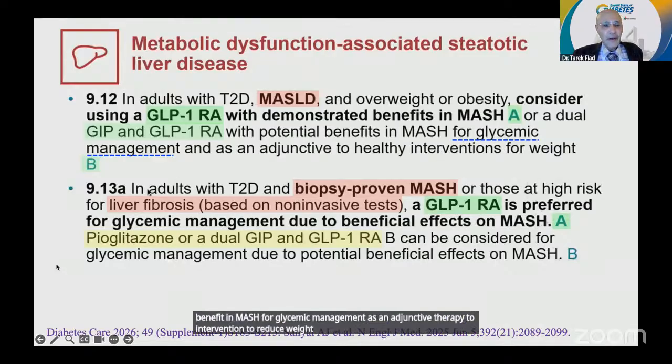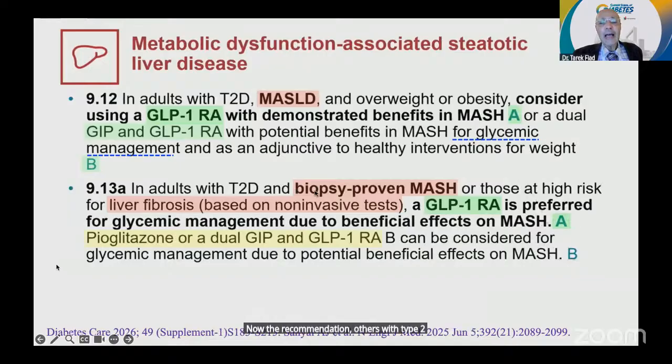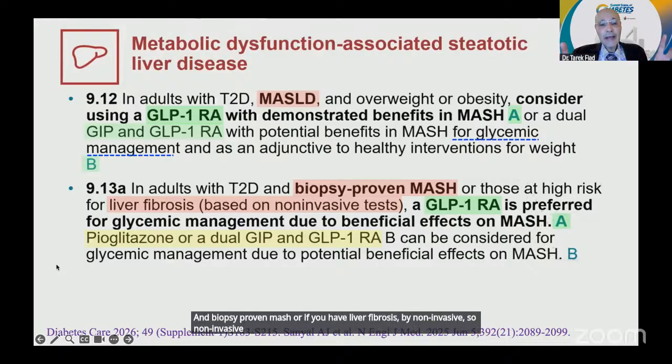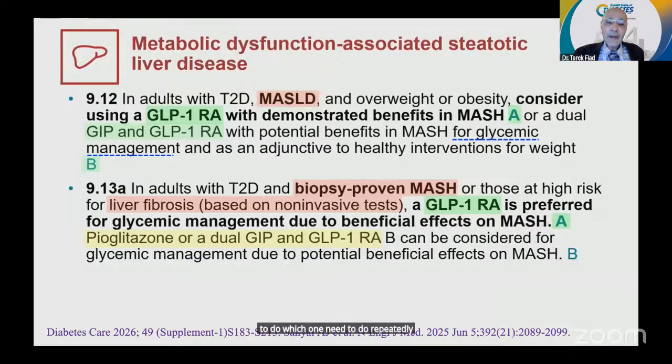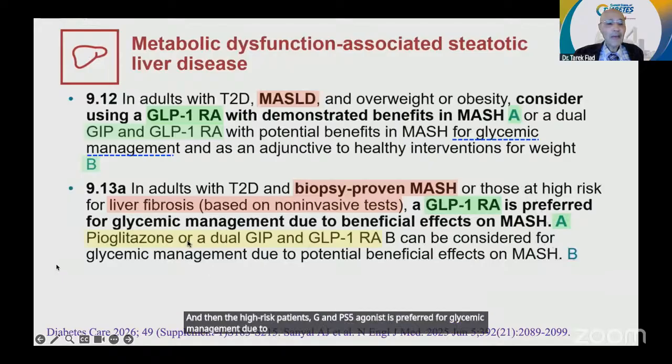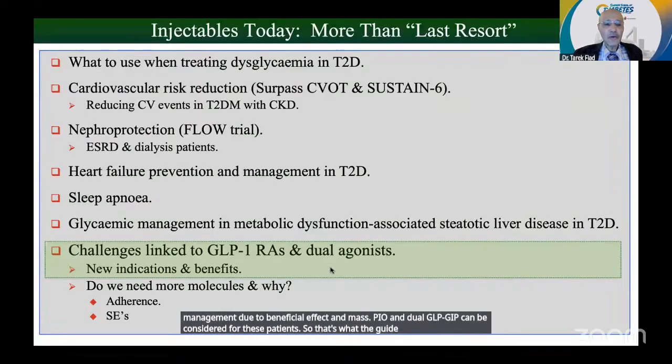And the other recommendation: for others with type 2 diabetes and biopsy-proven MASH, or if you have liver fibrosis by non-invasive testing. Non-invasive means FibroScan showing F2 or F3, fibrosis stage 2 or stage 3, a very simple test to do, which one needs to do repeatedly in high-risk patients. GLP receptor agonist is preferred for glycemic management due to beneficial effect in MASH. PIO and dual GLP-GIP can be considered for these patients. So that's what the guidelines are saying with regard to MASH.